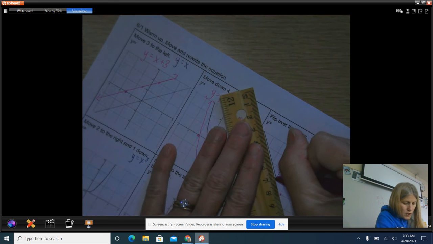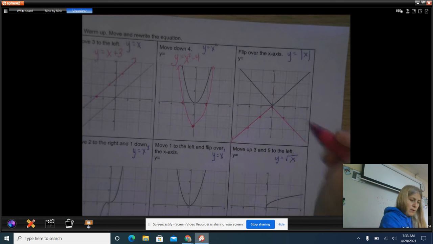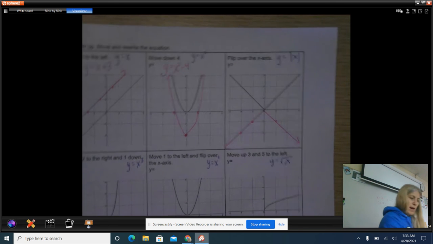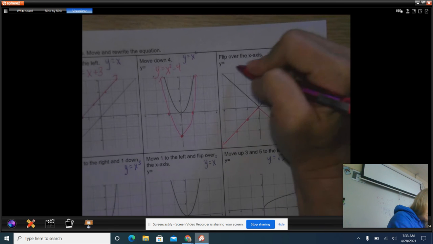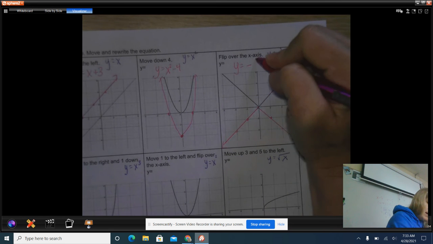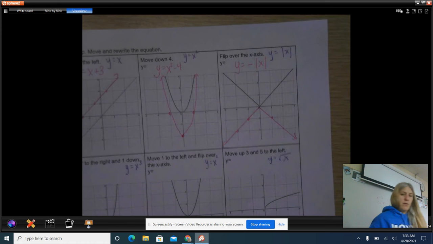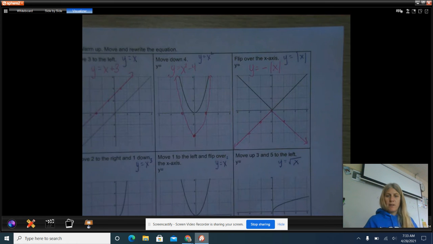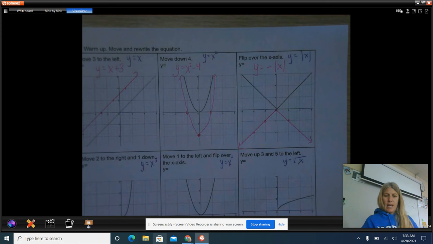And for our equation, when we're flipping over the x-axis, we are simply going to put a negative on the outside of our absolute value. So our function is going to be y is equal to negative the absolute value of x, because we're going to find how far away it is from 0, and then we're going to make it negative.